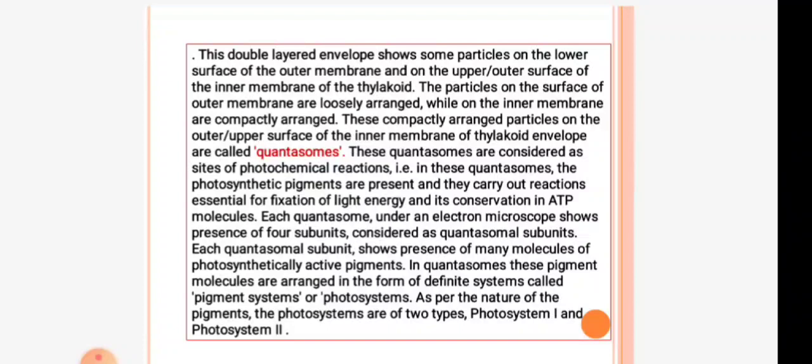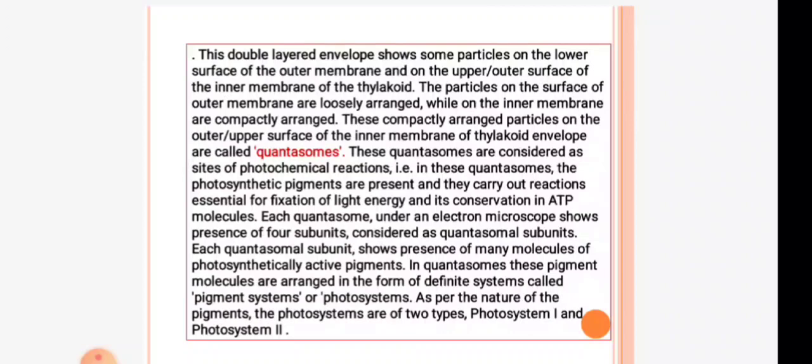These contasomes are considered as sites of photochemical reactions. In these contasomes, photosynthetic pigments are present to carry out reactions essential for fixation of light energy. Then it conserves ATP molecules.